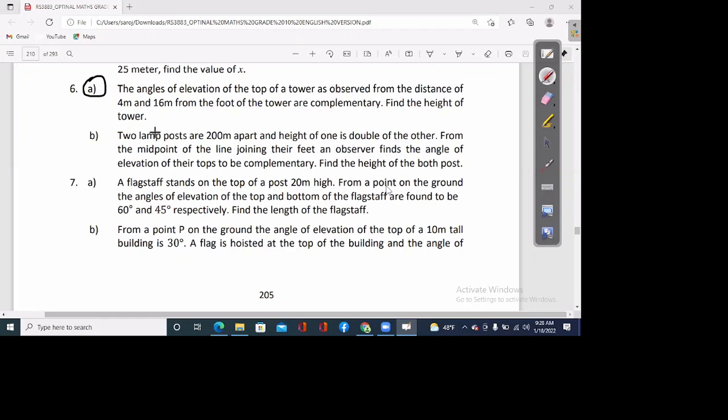Miss Sakina, will you please read the question 6A? The angles of elevation of the top of a tower as observed from the distance of 4 meter and 16 meter from the foot of the tower are complementary. Find the height of the tower. Okay, my dear students, let's start this question.